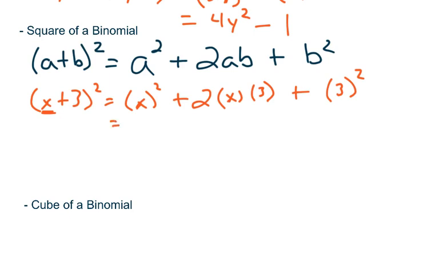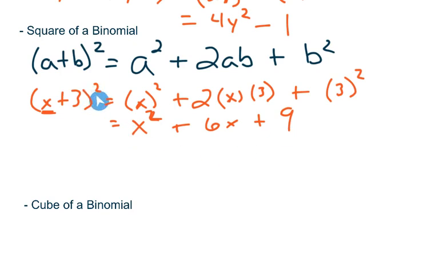So x squared is, well, it's x squared. 2 times x times 3 is 6x, and 3 squared is 9. So rather than having to write it out and FOIL it out, you can just plug this into your pattern, a squared plus 2ab plus b squared, and that will give you the product of (x plus 3) squared. Notice it is not x squared plus 9.